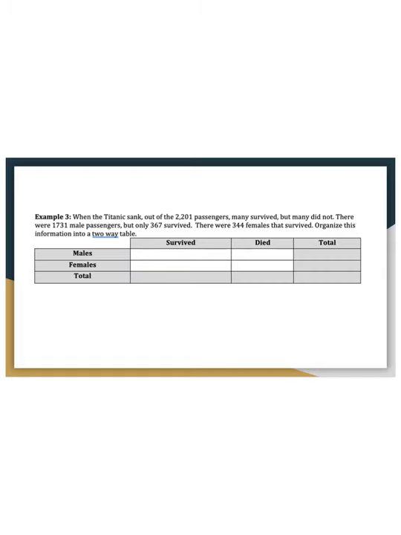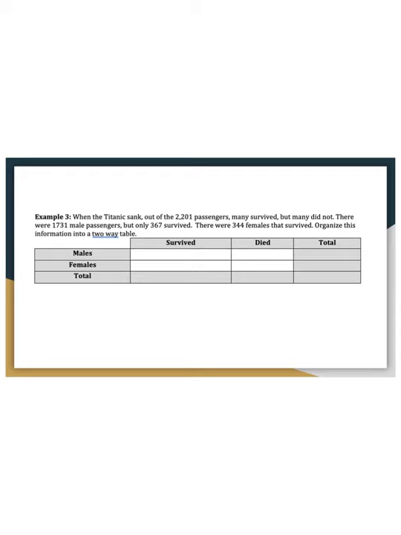All right, now for our last example, we're going to take the information from our problem and try to interpret it. When the Titanic sank, out of 2,201 total passengers, many survived, but some did not. There were 1,731 male passengers, but only 367 survived. There were 344 females that survived. We want to take this information and organize it in the two-way table below.